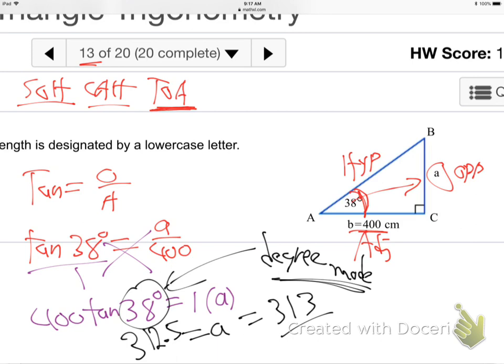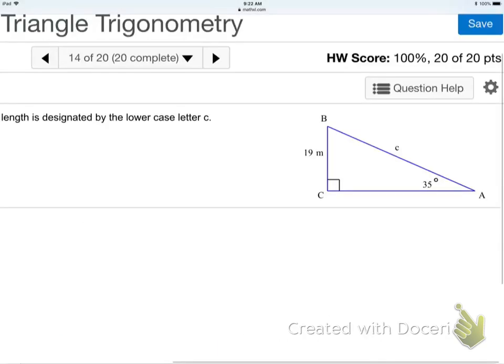All right, we better move on. Okay, try that one. They want me to find, I'll circle it for you, C on this problem. I want you to find C.